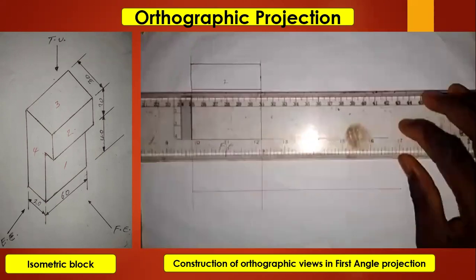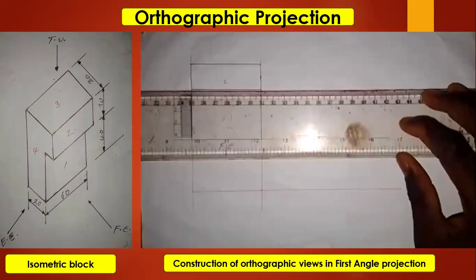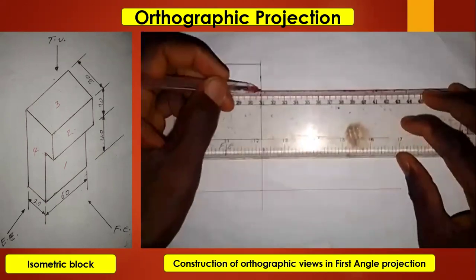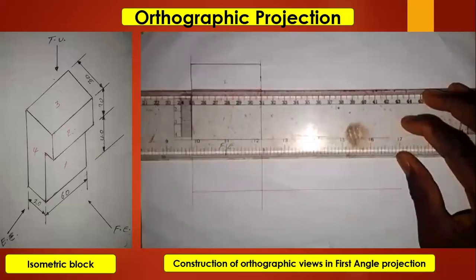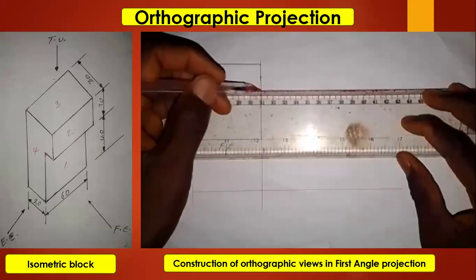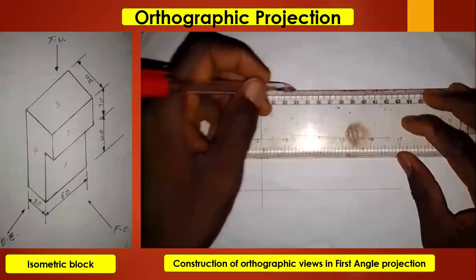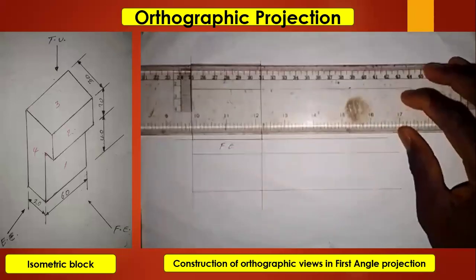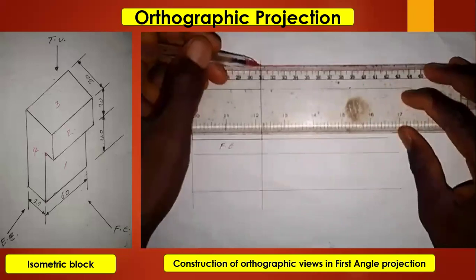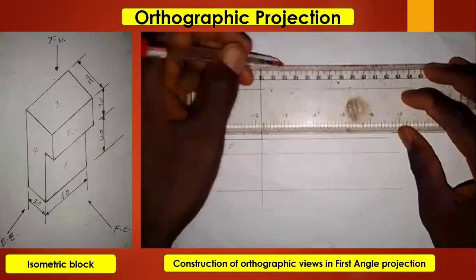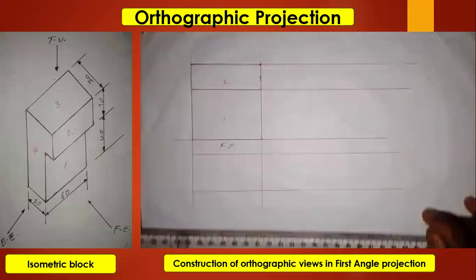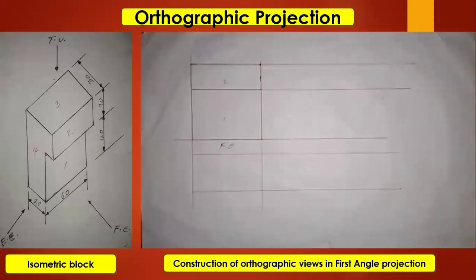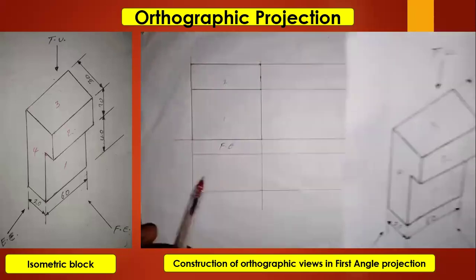And also, the horizontal line that I drew up here, I also need to extend to the right side, because we are placing the left end elevation on the right side of the front elevation. So that's the purpose of extending this line towards the right side. Okay, now we have the rectangle for the top view or the plan.